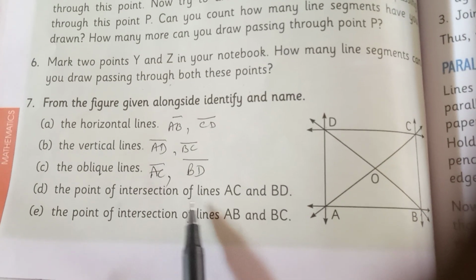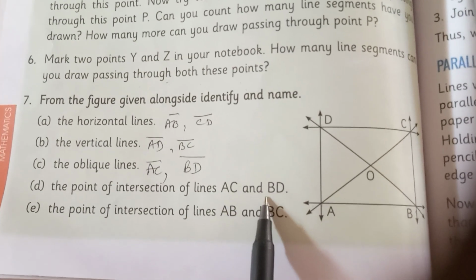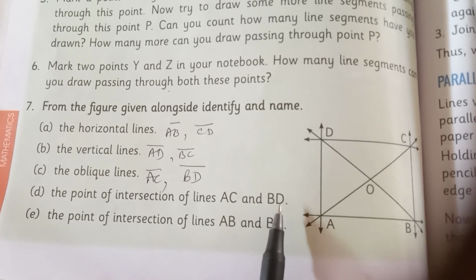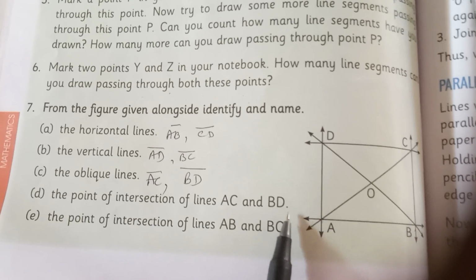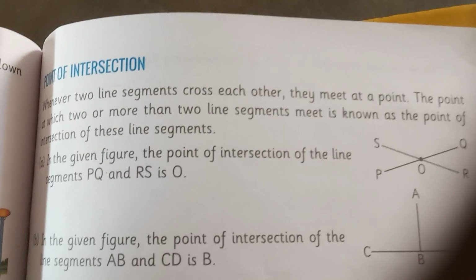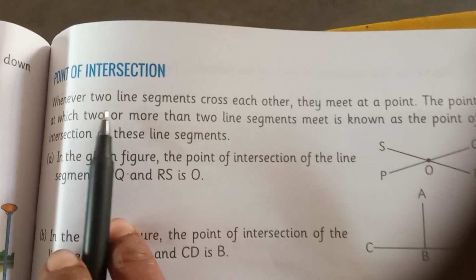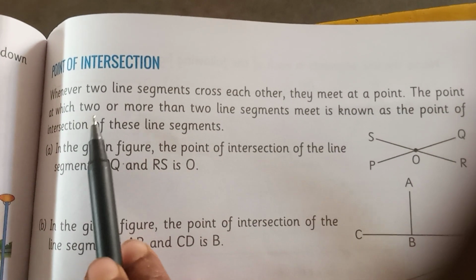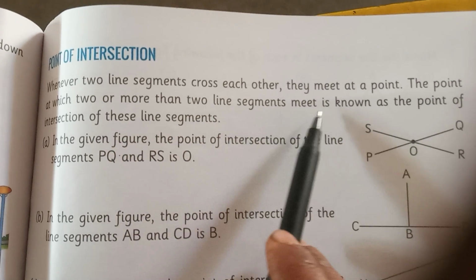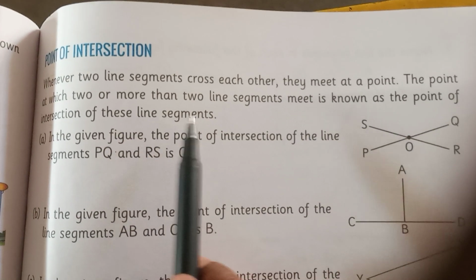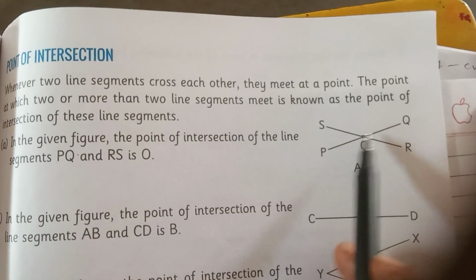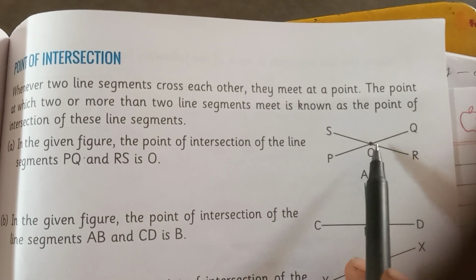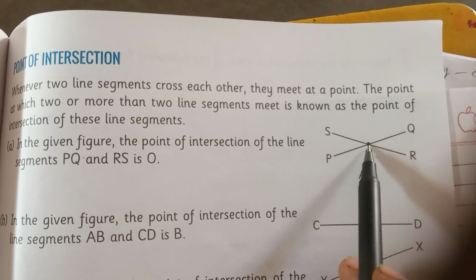The point of intersection of lines AC and BD. So point of intersection, you know, I have explained where the lines meet. Yes. So the point of intersection means whenever two line segments cross each other, they meet at a point. So the point at which two or more line segments meet is known as the point of intersection. Okay. So here you may see children, these two lines are meeting at a point O. So this is the point of intersection.